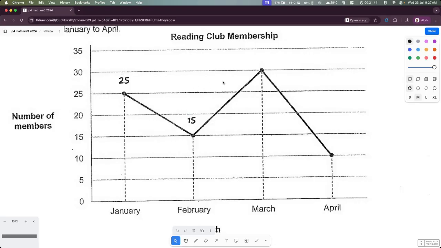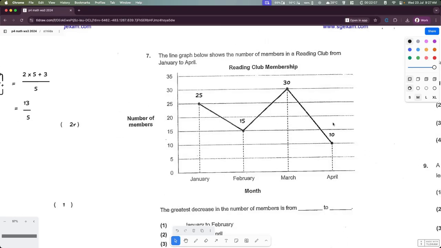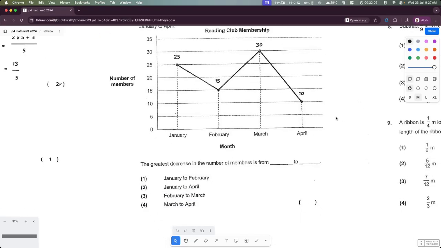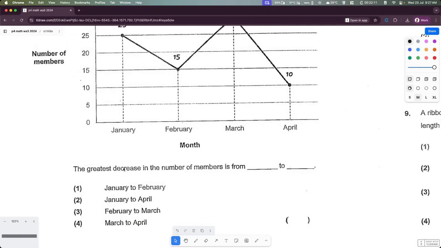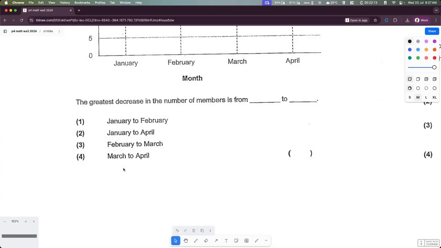What about March? March over here, if we draw the line, this should be 30. So we're going to write here 30. And then the last one, April over here, all the way, this should be 10. I'm going to put this as 10. So now we have the numbers for each month. We have a better sense of how to answer the question.